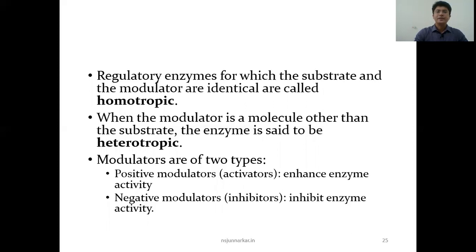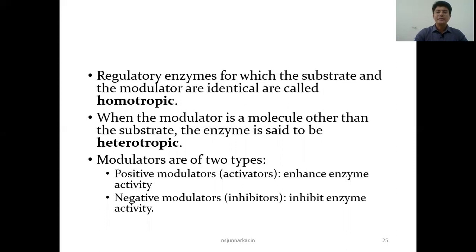Regulatory enzymes for which the substrate and the modulator are identical are called homotropic enzymes. Whereas when the modulator is a molecule other than the substrate, the enzyme is said to be a heterotropic one. Modulators are of two types: positive modulators, which enhance the enzyme activity, are also called activators. Negative modulators inhibit the enzyme activity.